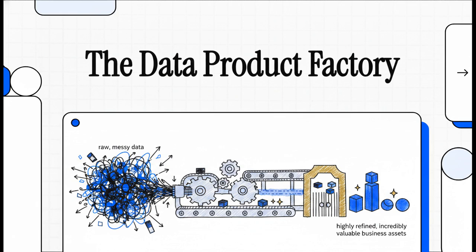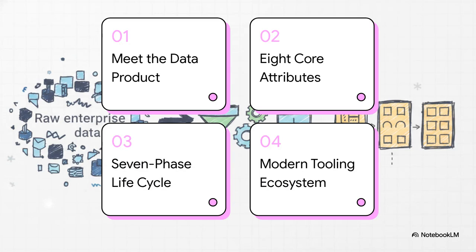But today, we are going to change that narrative. We're going on a guided factory tour of what we call data products. We're going to look at how we can systematically transform all that raw, chaotic material into a highly refined, incredibly valuable business asset. So here is our factory floor map for today.